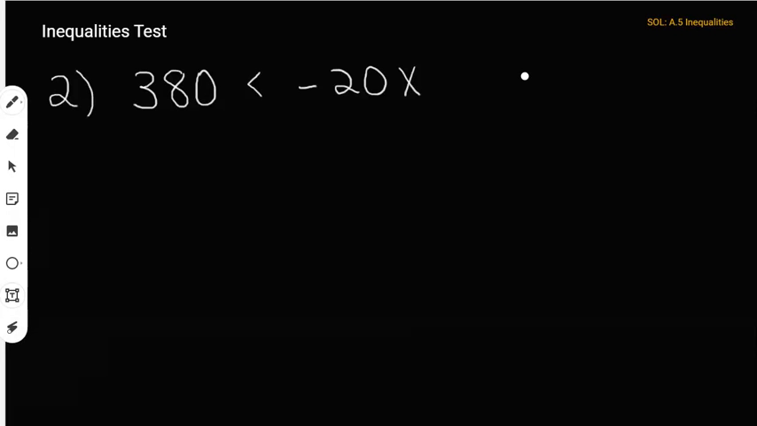So what I want to do is I want to get the x by itself on this side. That means I've got to get rid of this negative 20. How can I do that? Yeah, we're going to divide both sides by negative 20. So I'm going to divide the right side by negative 20 and the left side by negative 20.